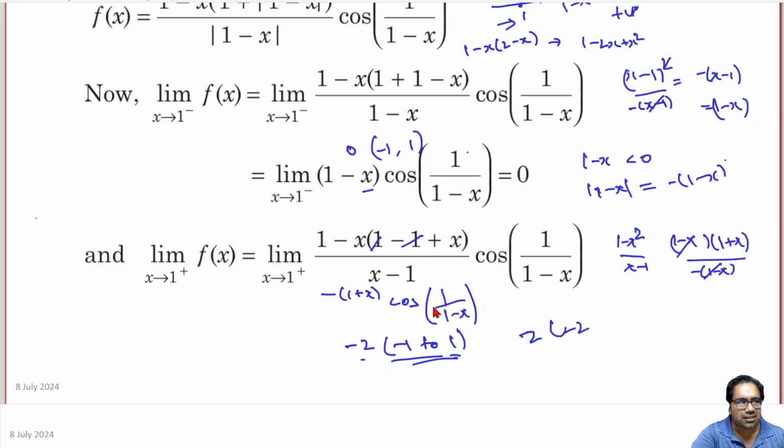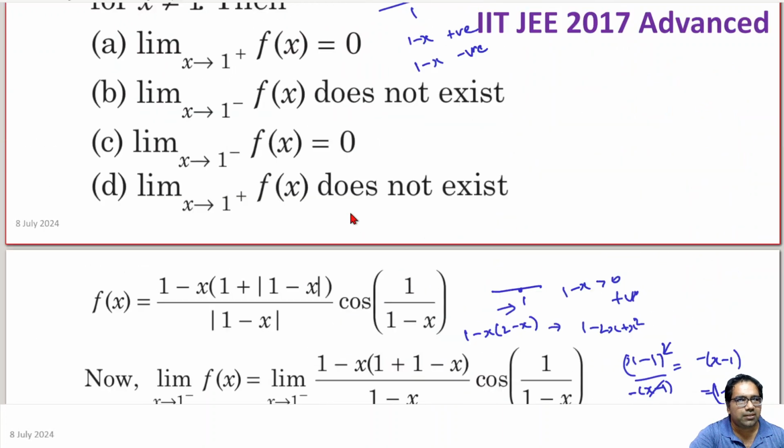We need to be able to say exactly what this is. If cos of 1/(1 - x) were some fixed value like 1 or 0.1, then we could say what exactly happens to this multiplication. Now here we cannot say, it can be anything. It fluctuates a lot. As x becomes closer and closer to 1, 1 - x will become closer and closer to 0, and cos of 1 by a very small number will actually fluctuate a lot. So we cannot clearly say. So what does that mean?